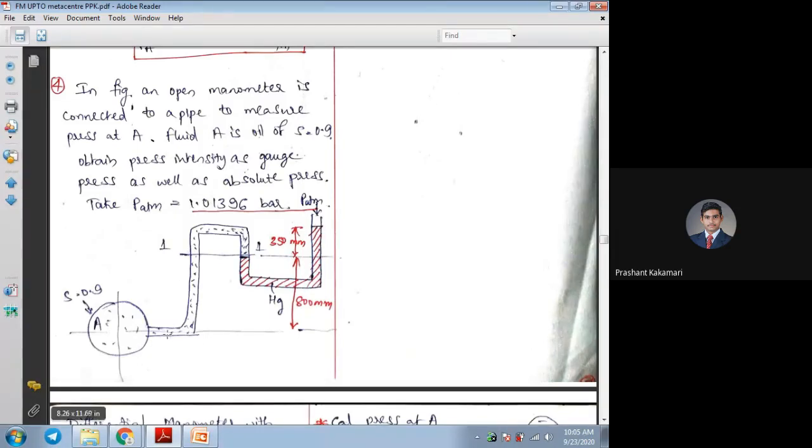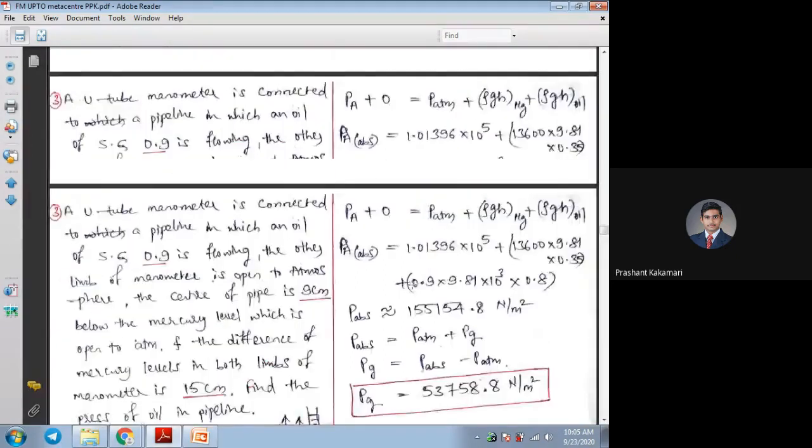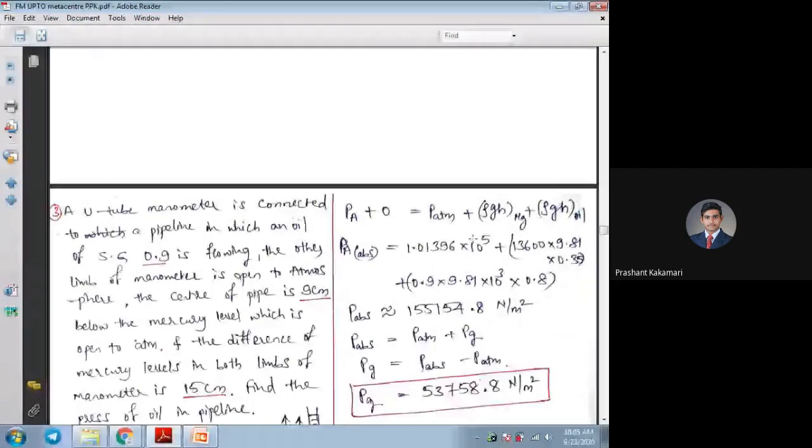So if I consider only pressure A on one side and the other tube on the right side of the equation, as this pipe is rising upward and the mercury level is also rising upward, I can add both things, that is P atmospheric plus the pressure due to mercury, rho g h of mercury, and rho g h of oil, and from this one can find the pressure of the pipe.